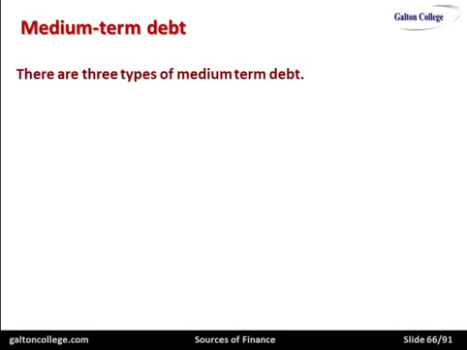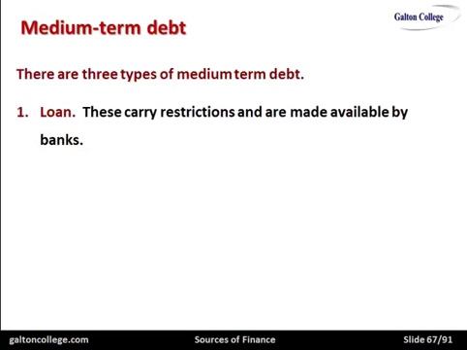Medium-term debt. Well, there are three types of medium-term debt. Loans. These carry restrictions and are made available by banks, as we've been discussing. So the loan could be for a medium term. We're not sure what we mean by medium term. Could be, say, 3 years or 5 years. Depends really on the size of the business and the amount of capital in the business, and indeed the types of loans that the banks are willing to make available to the business. So it could be, say, 3 years, 5 years, something of that nature.